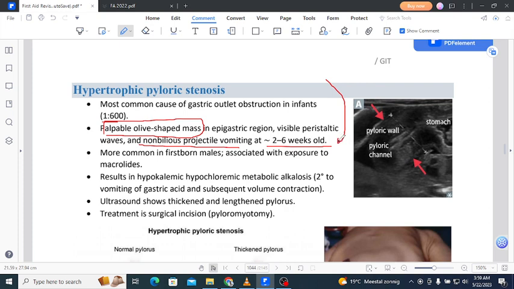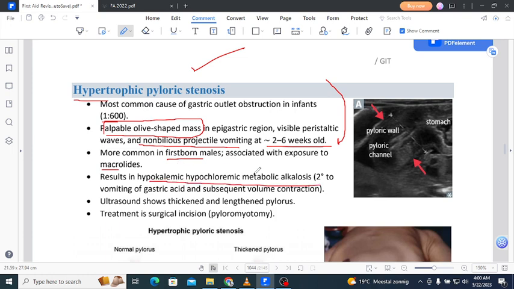Hypertrophic pyloric stenosis, if it is congenital, because there are situations when it is not congenital, becomes visible only 2 to 6 weeks after birth, because it is not a problem of obstruction or atresia. The problem is hypertrophy, and hypertrophy takes time. The muscle becomes hypertrophic, which takes 2 to 4 or 2 to 6 weeks after birth, and after that there will be signs and symptoms of hypertrophic pyloric stenosis. It is more common in firstborn males, associated with exposure to macrolides, and results in hypokalemic, hypochloremic metabolic alkalosis.